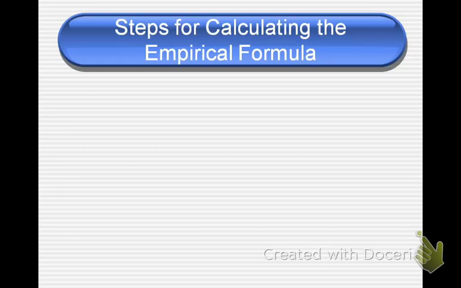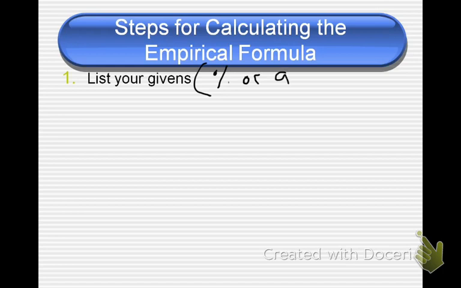And this is a multi-step process, so we'll look at the steps, and then we'll do some practice problems. So step number 1 for finding the empirical formula would be to list your givens. Right, so it's going to be a word problem. Just write down what we know. And it's usually going to be in percents. Sometimes it's going to be in grams. So let's write that down. So it's either going to be percent or grams as our givens.